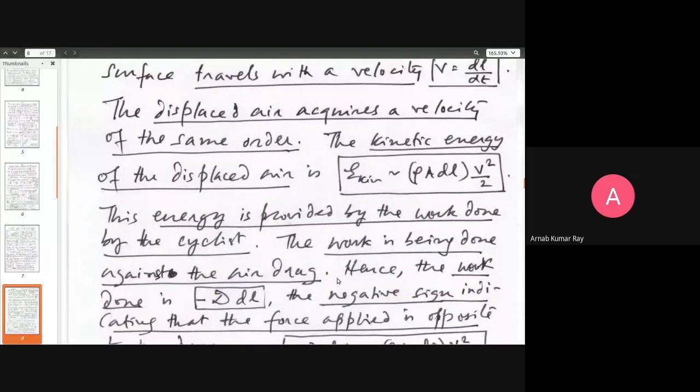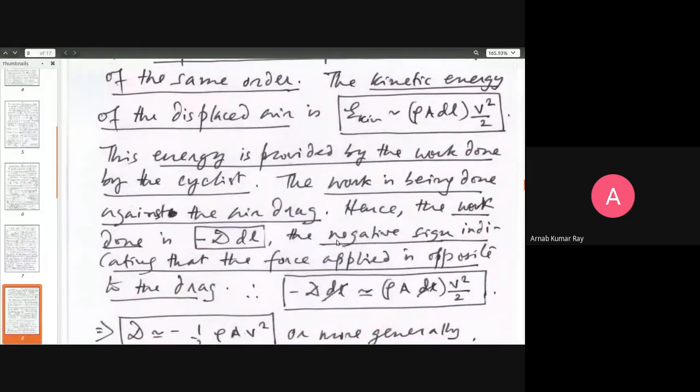So the work is being done against the air drag, right? The air doesn't want to move out, so the bicycle rider has to push forward through this air medium, and the air will offer some resistance. So the work that is being done will be minus D dl. Why minus? Because D is the drag force. So the work done is minus capital D into dl, the negative sign indicating that the force the bicycle rider is applying is opposite to the drag. So the drag force is resisting motion.